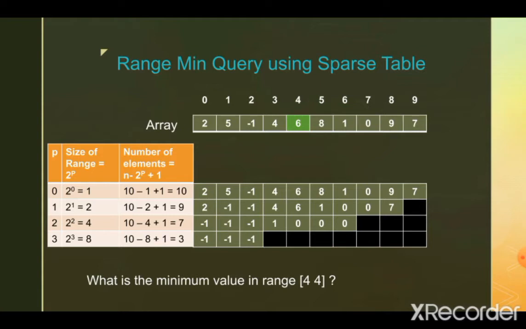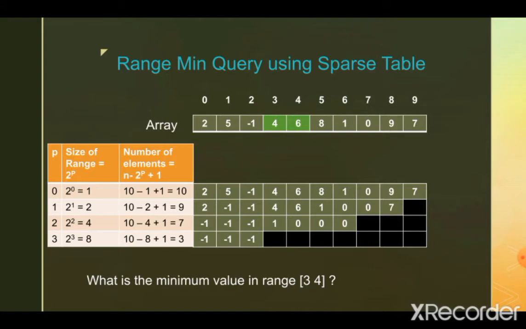So first let us see how we can process a range minimum query for ranges with length equal to power of 2. Consider a range from 4 to 4 as highlighted in the figure. It contains only one element and it's a very trivial case. The length of this range is 1, and the minimum value for this range is contained in the first row of the sparse table as highlighted in the figure, which is equal to 6.